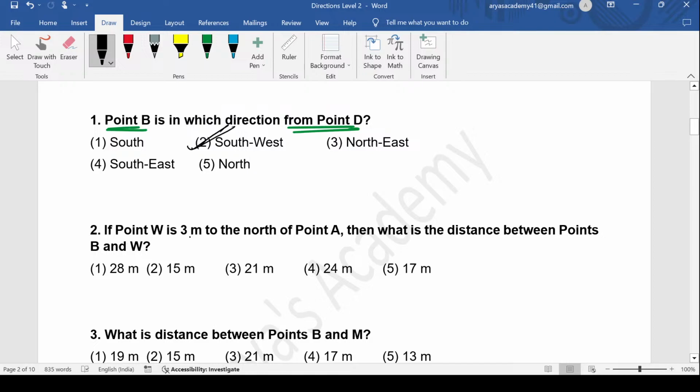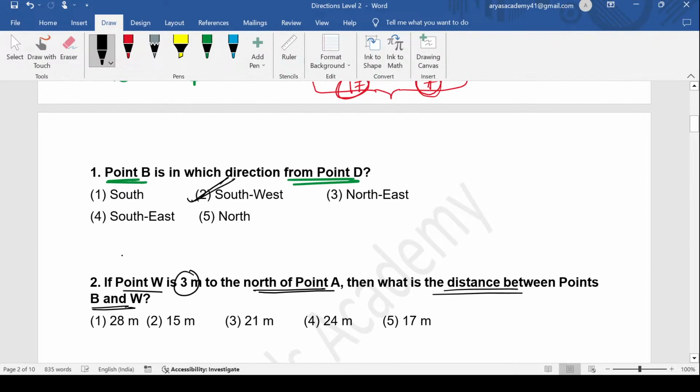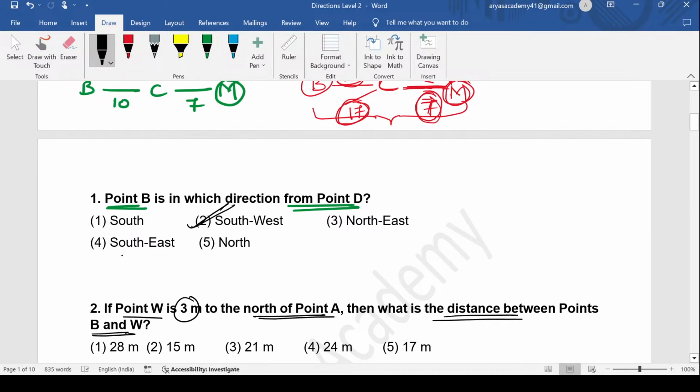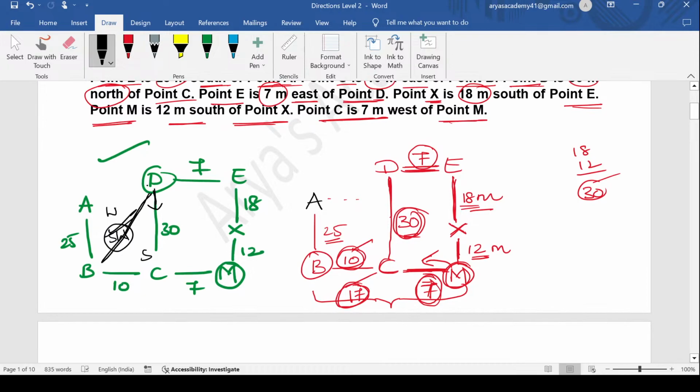Question number 2. If point W is 3 meters to the north of point A, then what is the distance between points B and W? So initially in the original information, W is not actually mentioned, but in the question they are mentioning it. If W is at a distance of 3 meters north of point A is actually here. If you move 3 meters from point A, they are telling that you will get W.